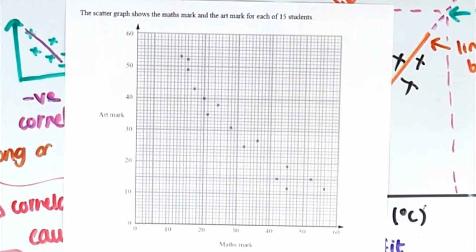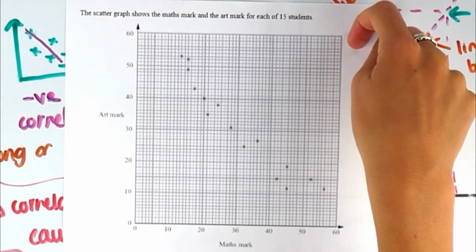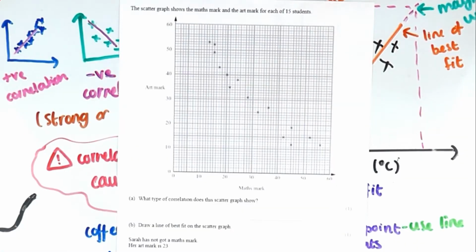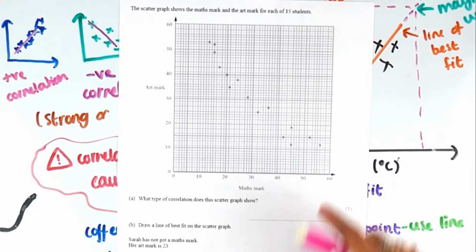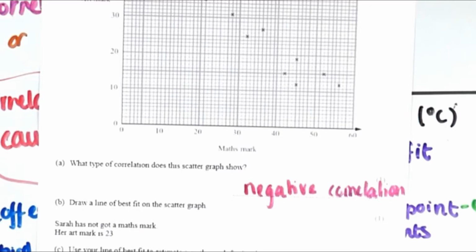So here is exam question number 1, and it shows that the scatter graph shows the maths mark and the art mark for 15 students. So it's showing that as your maths mark goes up, your art mark seems to go down. So what type of correlation does this scatter graph show? It's either positive, negative or no correlation, and it looks like the trend is going that way. So as one goes up, this one goes down, so it's going to be negative. Then part B says draw a line of best fit on the scatter graph. So we have to try and get the best looking line to fit these data points.